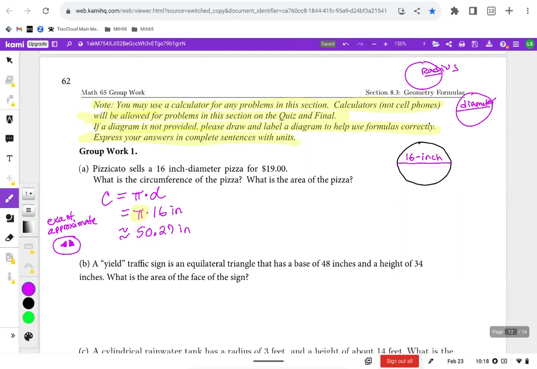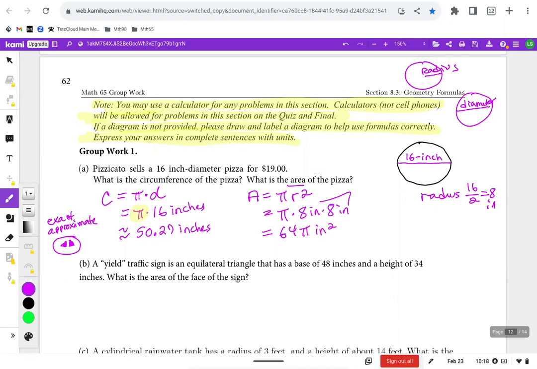And this was 16 inches. If I include that in my actual calculations, then I will remember to include it in my final answer. For area, that's equal to pi r squared. Well, the diameter is 16, so that means the radius is 16 divided by 2, or 8 inches. So I'm going to do pi times 8 inches times 8 inches, which will give me 64 pi, and my inches are squared. That's good, because I know that for area I need to have square inches. If I approximate that, I should get 201 inches squared.